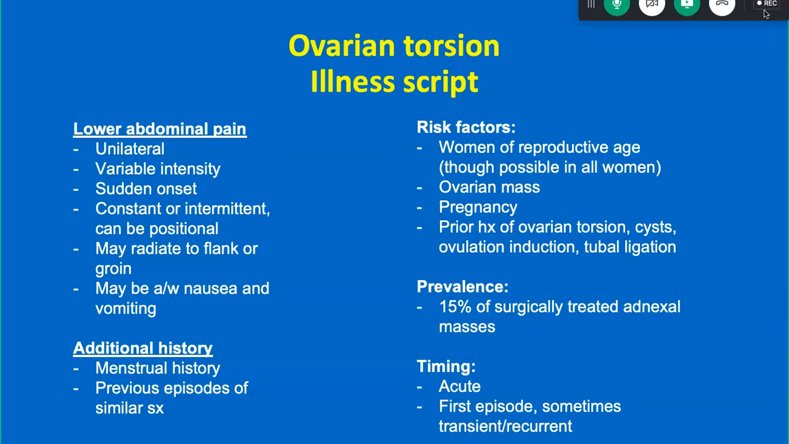Next is ovarian torsion. I mentioned this during the renal colic slide. The pain is going to have similar qualities, but unilateral, variable intensity, but oftentimes very severe. It'll be sudden onset, it'll be constant, or it can be intermittent, and it may be positional. Oftentimes it'll radiate from the flank down to the groin, and it'll also oftentimes be associated with nausea and vomiting. Increased risk of ovarian torsion is because your ovaries are a larger size, and so they're more likely to twist upon themselves.